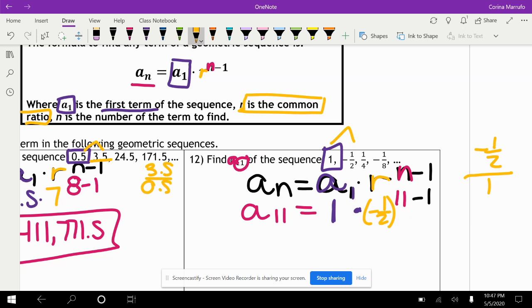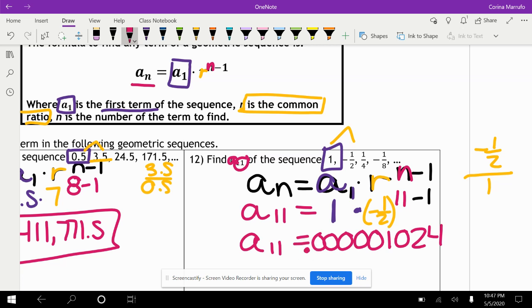it is a very small number. And so it did give it to me in scientific notation. So 1, 0, 2, 4. And we have to move over 1, 2, 3, 4, 5, 6. There you go. Which in that case, it is a very small number. That's it.